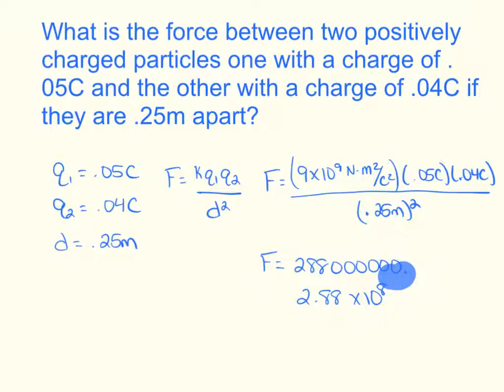When we look at the unit in the equation, we have coulombs in the numerator and the denominator, so it would be canceled. We have meters squared here, and you're left with just newtons. So our final answer would be 2.88 times 10 to the 8th newtons. We also know that these are both two positively charged particles, so that tells me that this is a force of repulsion.